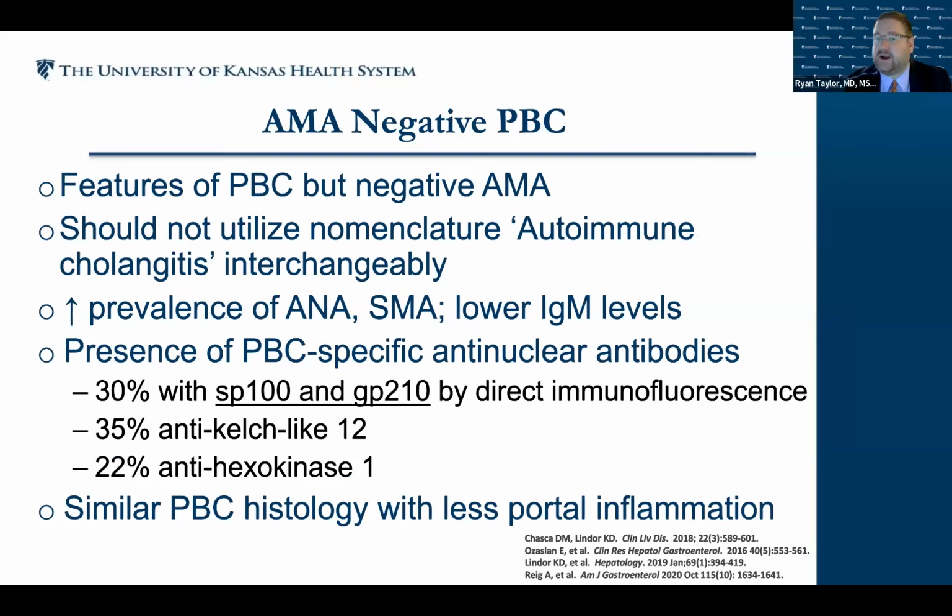So there is an entity called anti-mitochondrial antibody negative PBC. This is a small percent of the population, but you may encounter this. These are patients who have features of PBC, but their anti-mitochondrial antibody is negative. The blood test that we check for these patients is the SP100 and GP210 antibodies. So these are something we're doing more frequently now, so you may see that come across on patients that are undergoing autoimmune liver disease workup. Next slide.